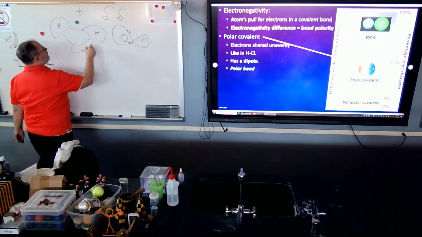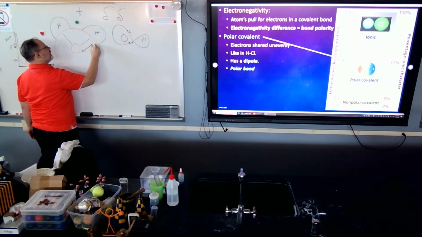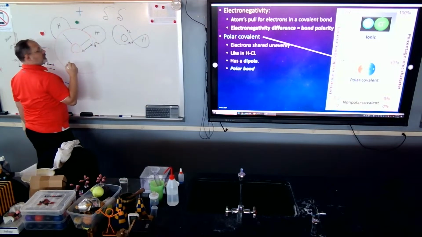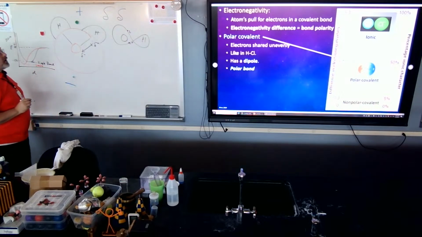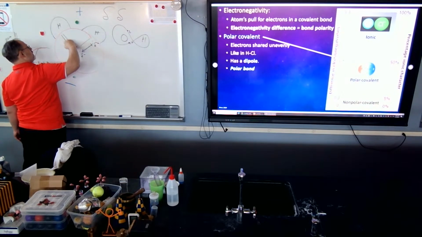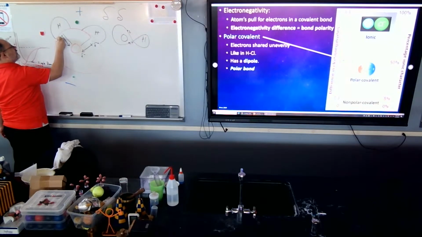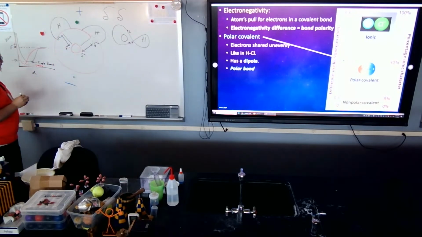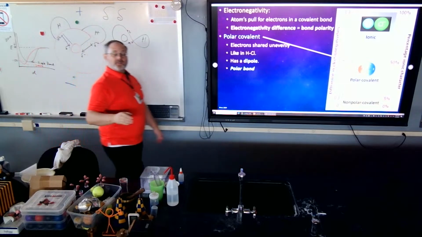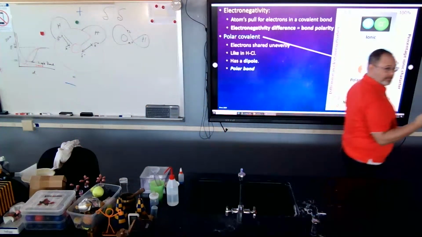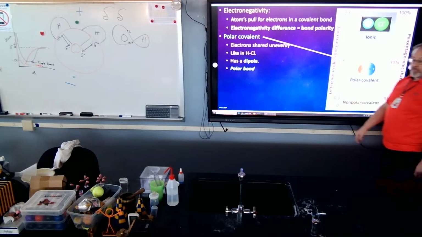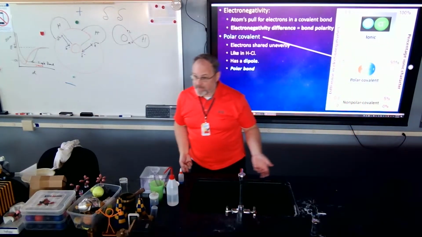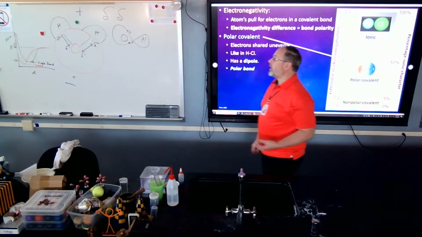Anyway, this side is partially positive, so we make a little sigma with a positive sign. This side is partially negative, so we make a little sigma with a negative sign. And we do the same thing with the other bond. Partial positive, partial negative. So bonds between atoms that are not the same will be polar bonds. The atom that is more electronegative will be the partially negative side, and the atom that is less electronegative will be partially positive.